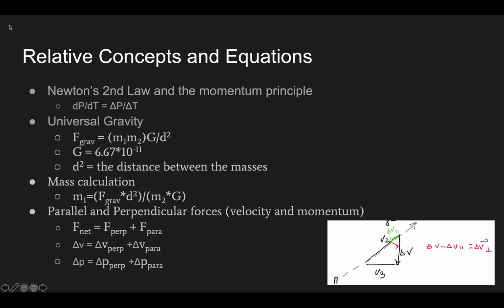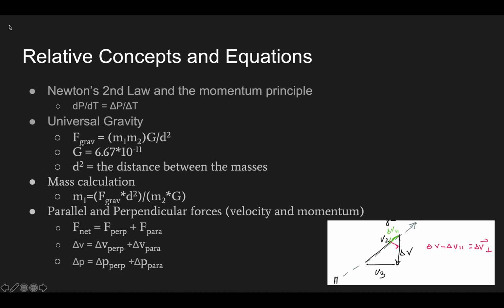The next concept is gravity, which is the attractive force from the center of a body on another body, calculated by multiplying the universal gravitational constant by the two masses, then dividing by the radius between the two squared. Thirdly, we have how the mass of the black hole will be calculated, using m1 equals the force of gravity times the distance between the two squared, divided by the second mass multiplied by the gravitational constant.